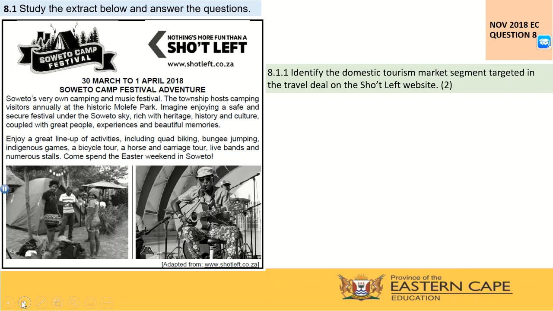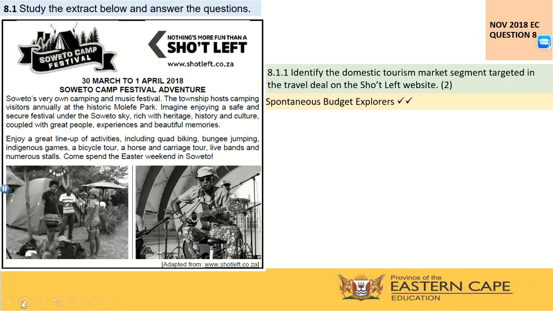There is your first question based on this extract. Identify the domestic tourism market segment targeted in the travel deal on the Short Left website. So if you spend a bit of time thinking which of the 5 domestic tourism market segments could have been targeted by a deal such as this, I hope you're spending a bit of time giving it some thought. Which market segment would be most attracted to a package deal such as this? And there you have your correct answer, spontaneous budget explorers.